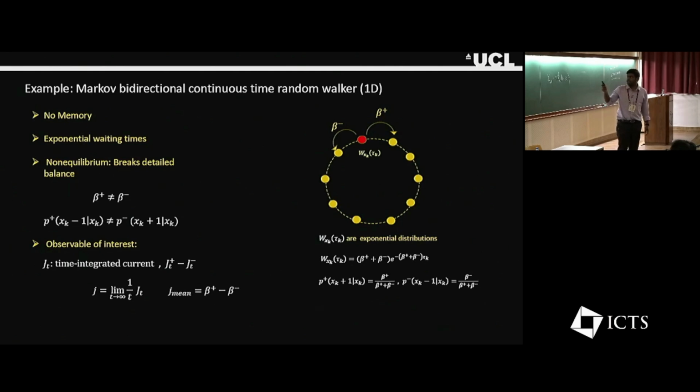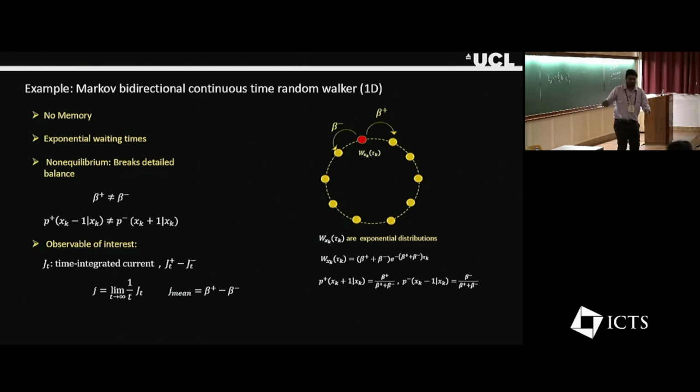Let me start at a very familiar point. This continuous time random walker is completely memoryless. That means the waiting time distribution at each site is exponentially distributed, and the rates of jumps out of the site are constants. If you like, even the transition probabilities out of the sites are constant. So if these rates are not equal, then this system would be out of equilibrium.